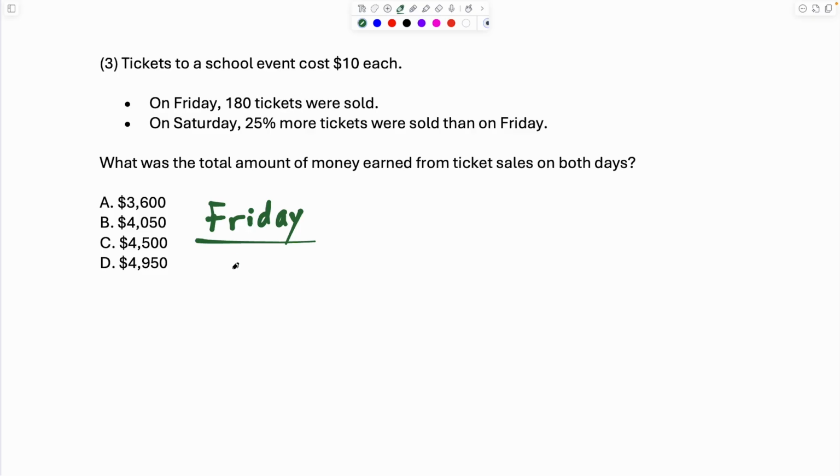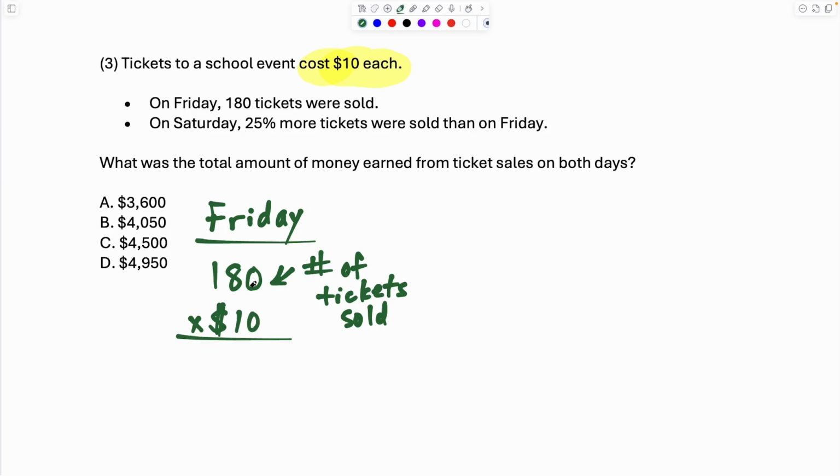We were told that 180 tickets were sold. So this represents the number of tickets that were sold. And we were told in the very beginning that the cost of a ticket is $10. The tickets to the school event cost $10 each. So we take the number of tickets sold and multiply that by $10.